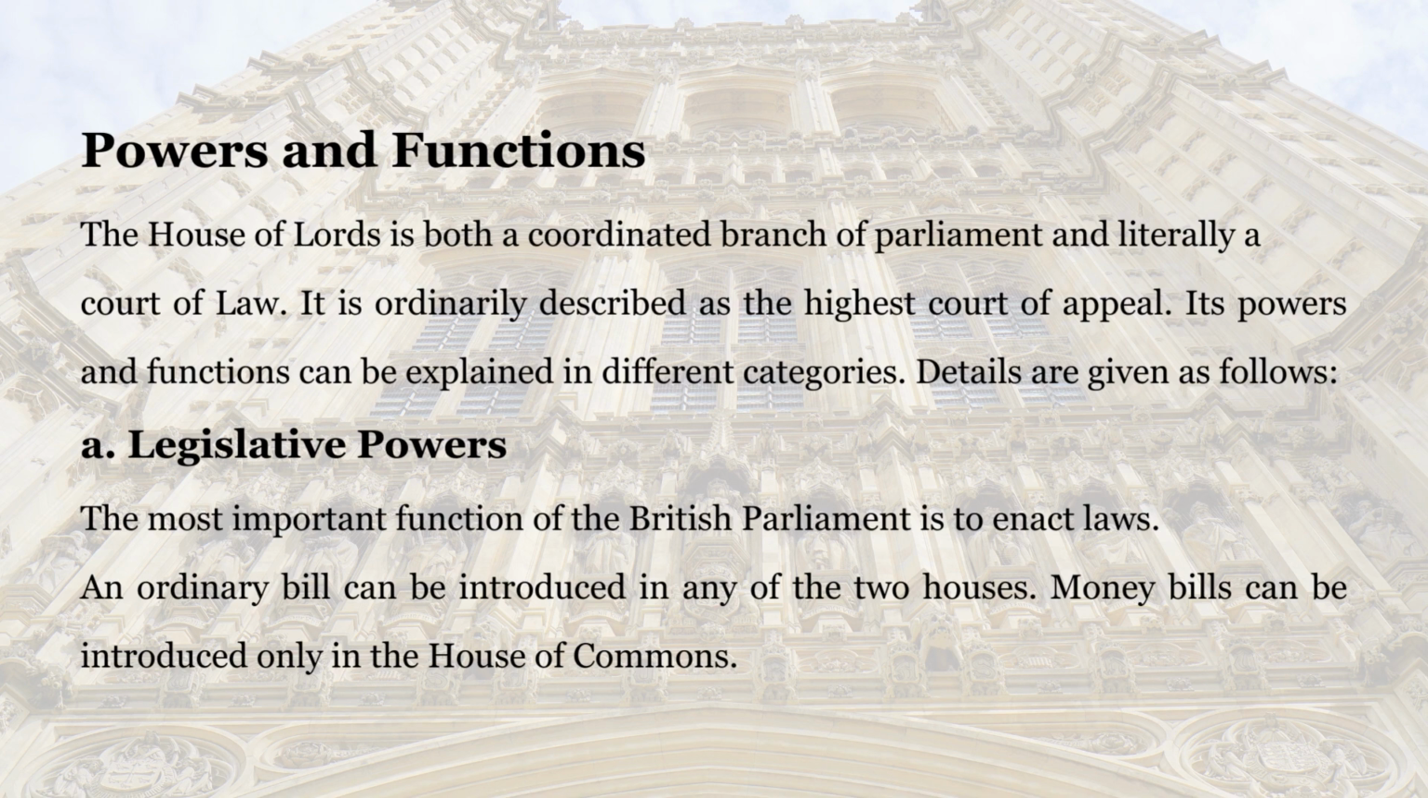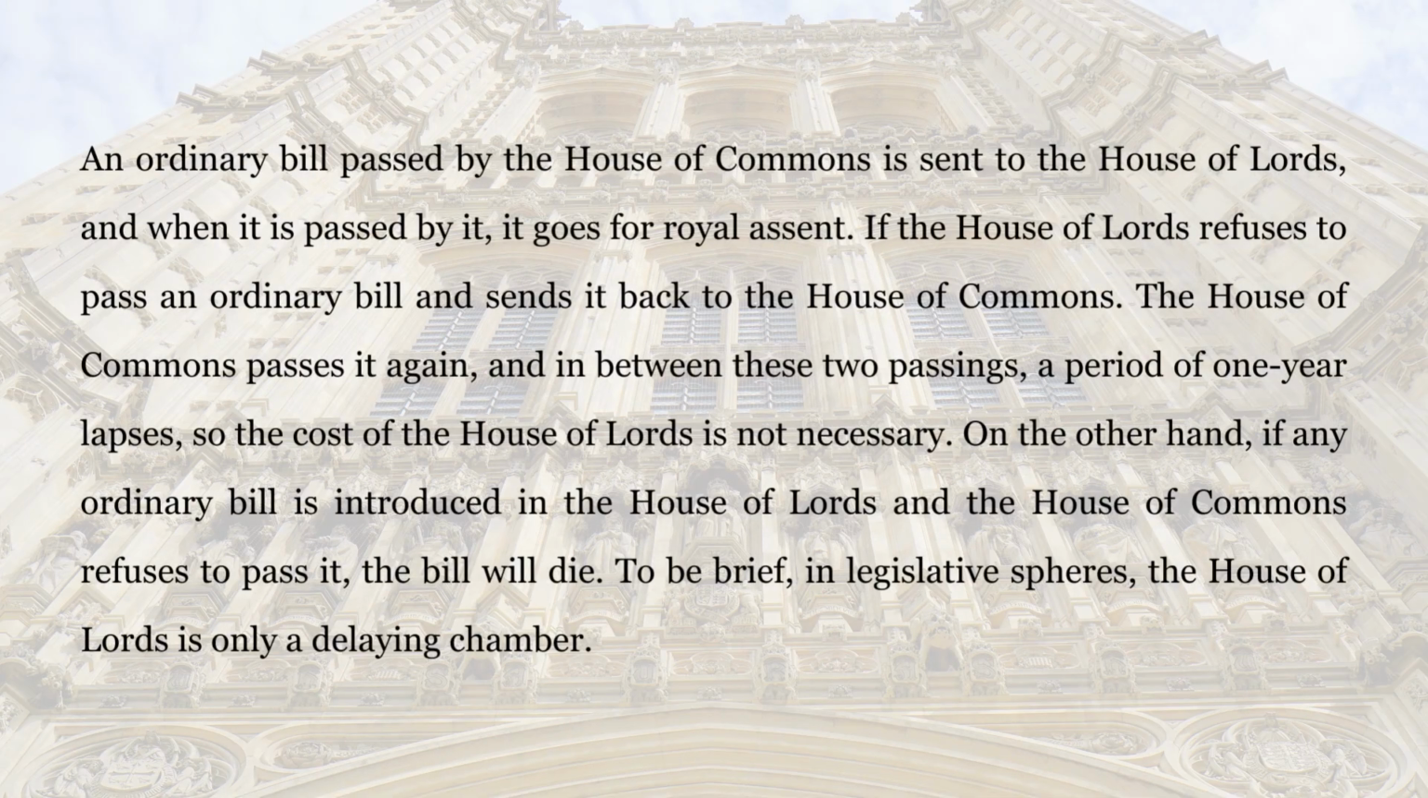Its powers and functions can be explained in different categories. Details are given as follows. A. Legislative powers. The most important function of the British Parliament is to enact laws. An ordinary bill can be introduced in any of the two houses. Money bills can be introduced only in the House of Commons. An ordinary bill passed by the House of Commons is sent to the House of Lords, and when it is passed by it, it goes for royal assent.